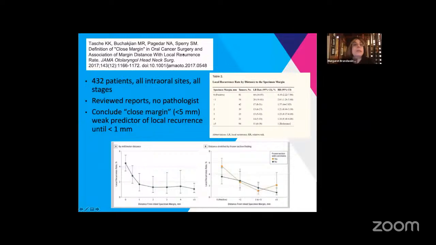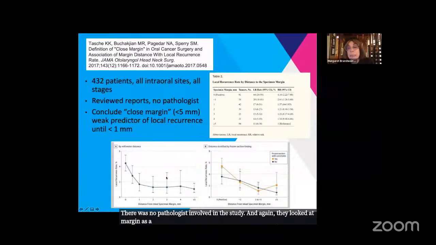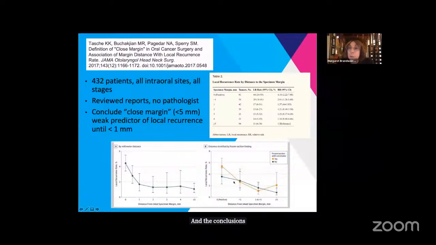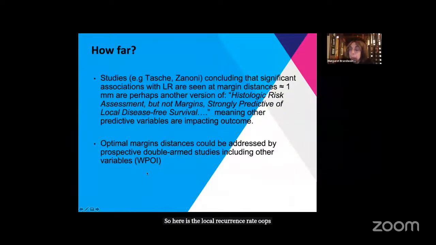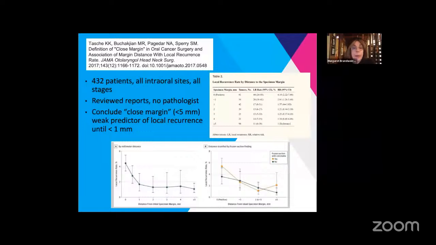Okay, this is another recent study. This is from Tosh et al., again in 2017, and they looked at 432 patients, all intraoral sites, all stages. There was no pathologist involved in the study. And again, they looked at margin as a continuous variable. And the conclusions were fairly similar to the Memorial study, where the local recurrence rate, so here is the local recurrence rate, up here. And this is the margin distance as a continuous variable.